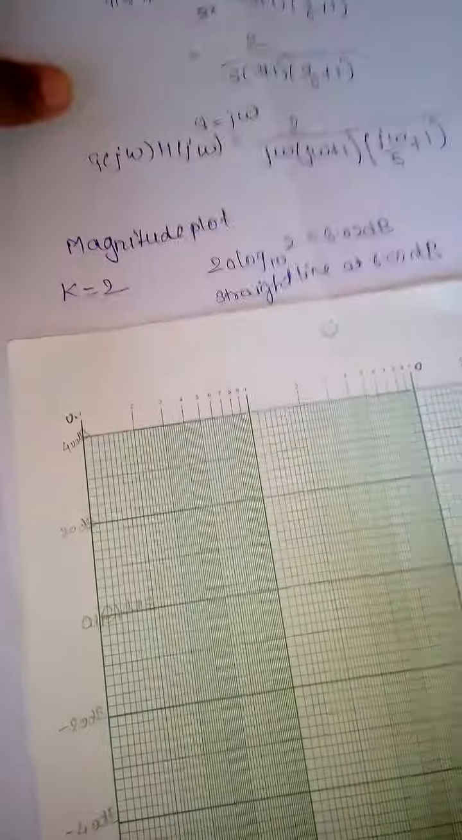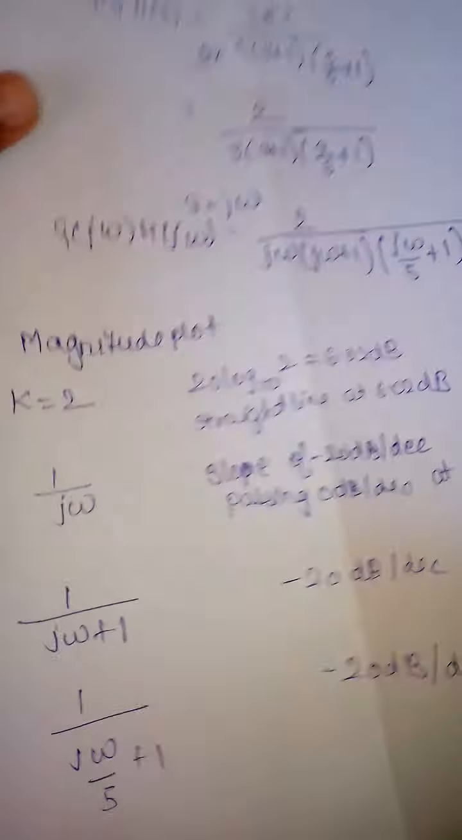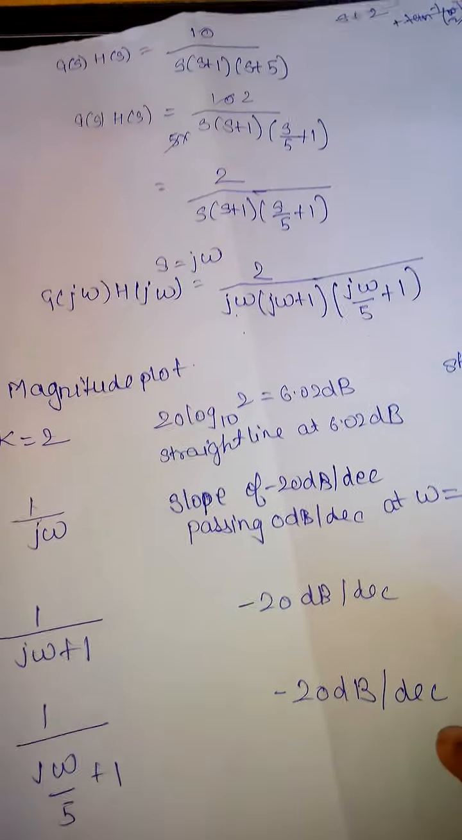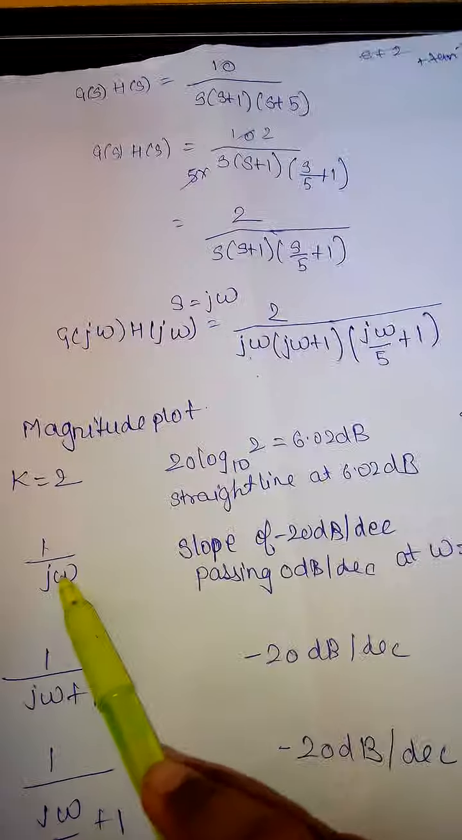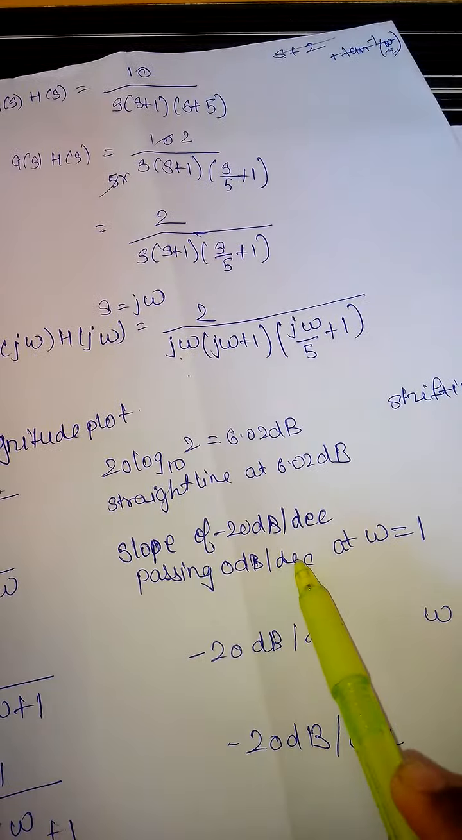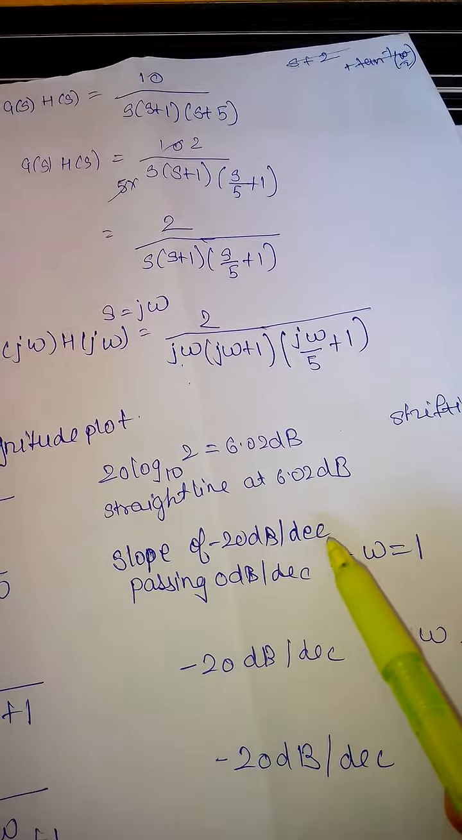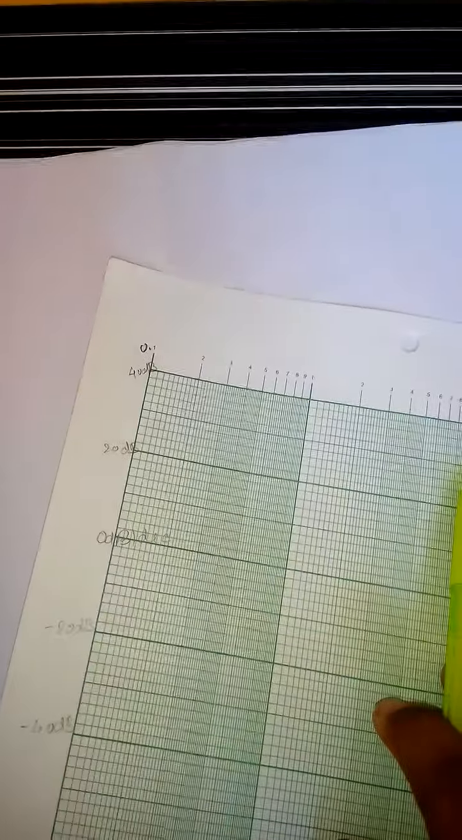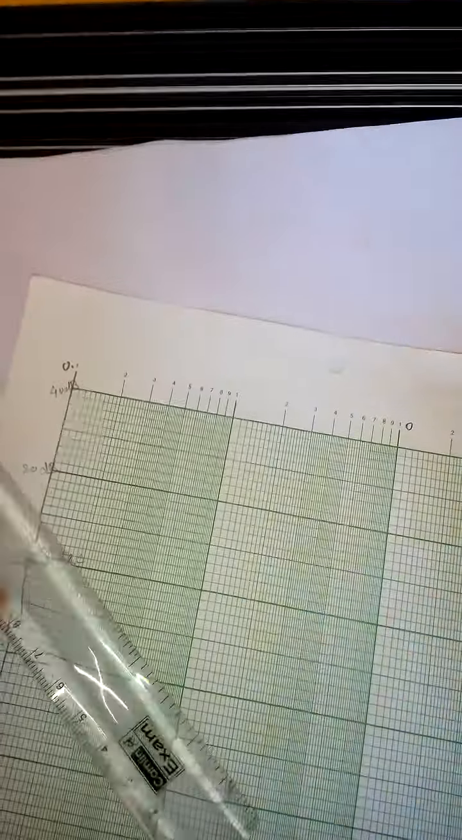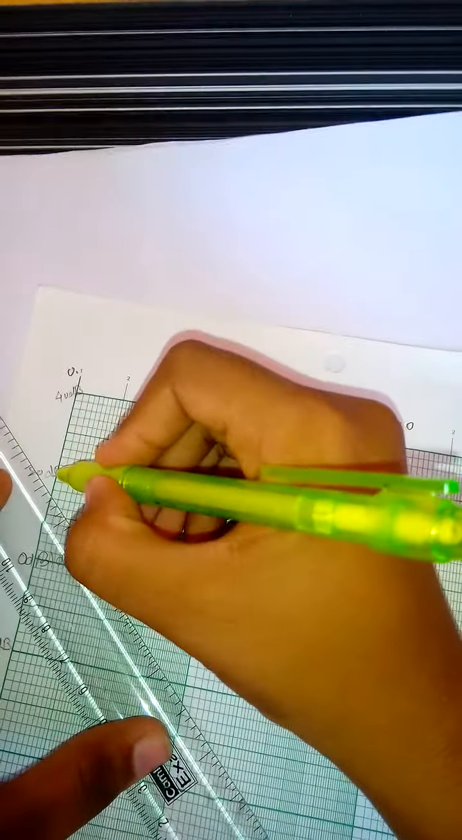Now at 1 by j omega, you have to draw a slope of minus 20 dB passing through 0 dB. So from 20 dB we will draw a slope downward at omega equals 1. So let's draw it.